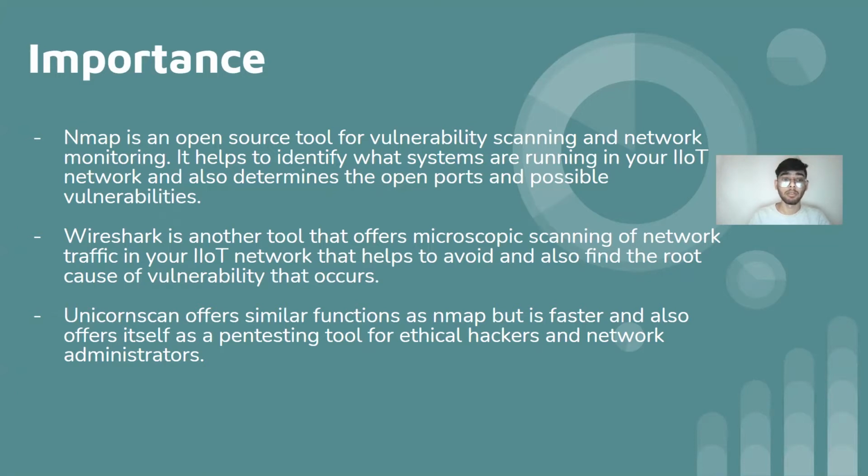The last one we'll be talking about is Unicorn Scan. It is one of the most important tools, but still underrated. Unicorn Scan offers similar functions as Nmap, but is way faster than Nmap. It also offers itself as a penetration testing tool for ethical hackers and network administrators who want to test the security of an IoT network.